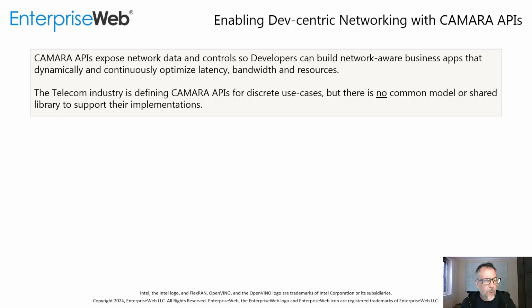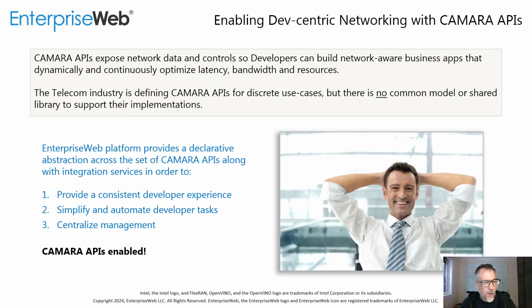As many of you are aware, CAMARA APIs expose network data and controls so developers can build network-aware business apps that dynamically and continuously optimize latency, bandwidth, and resources. The telecom industry is defining CAMARA APIs for discrete use cases, but there is no common model or shared library to support their implementations. So EnterpriseWeb provides a declarative abstraction across a set of CAMARA APIs, along with integration services, in order to provide a consistent developer experience, to simplify and automate developer tasks, and to centralize management.